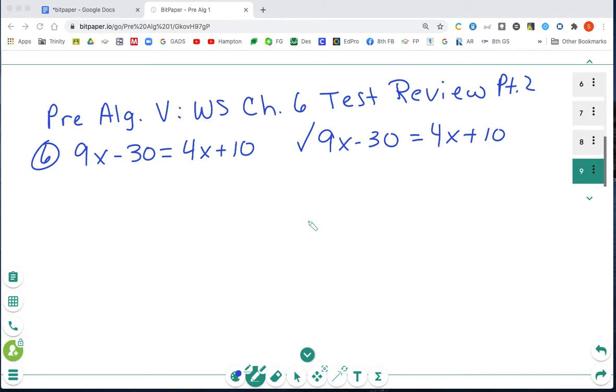Of the review for pretest chapter 6. All right, the first question we ask is: is the largest variable on the left? It is. Are all the variables on the left? They are not. So before we start with moving those, let's make sure we do keep, change, change.